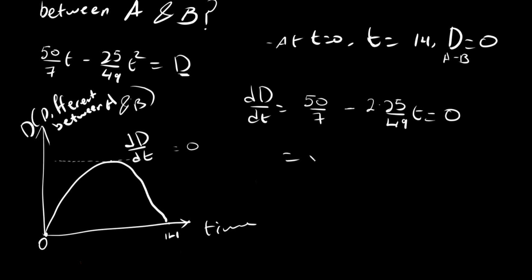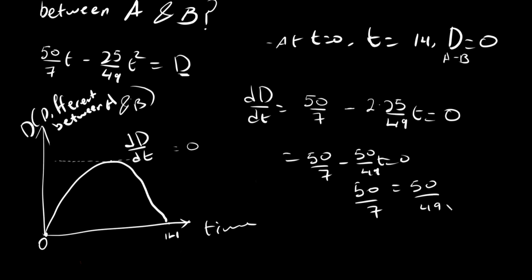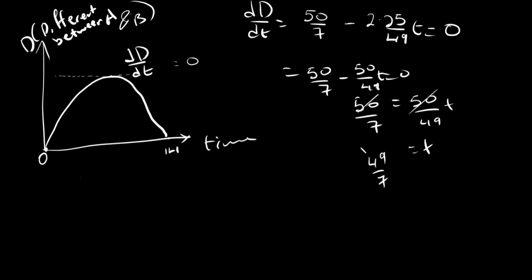So I want this to equal 0: 50 over 7 minus 50 over 49 t equals 0. So 50 over 7 equals 50 over 49 t. I want to isolate t, so this is going to cancel out with 50 here, and here it is going to be 49 over 7, and you can just rewrite it as 7.